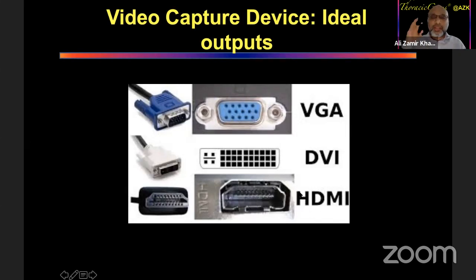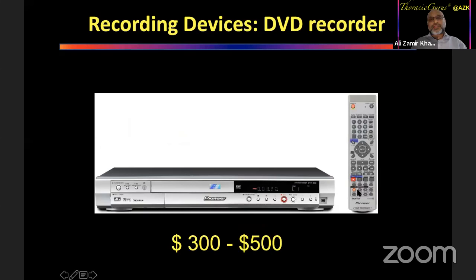So remember, the cable that you buy is very important. It has got to be at least 4K compatible. So if you buy a 4K TV and everything else is just simple HDMI, it's no good. Your wires also have to be 4K HDMI, okay? So it's important to understand that. Now you've understood what is at the back. Now let us look at recording devices.